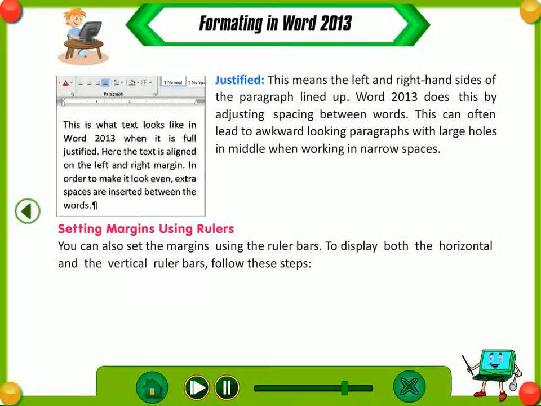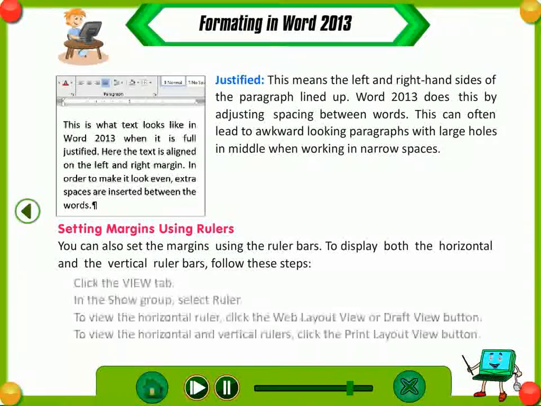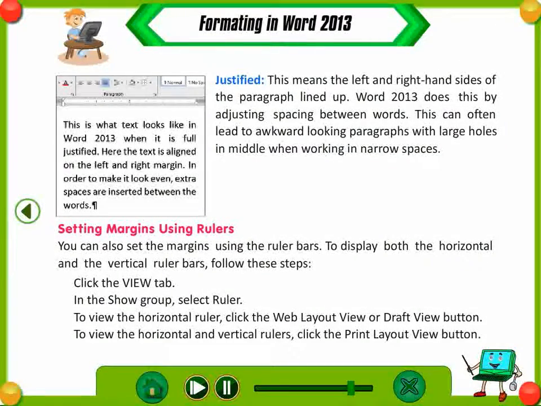Setting margins using rulers. You can also set the margins using the ruler bars. To display both the horizontal and the vertical ruler bars, follow these steps. Click the View tab. In the Show group, select Ruler. To view the horizontal ruler, click the Web Layout View or Draft View button. To view the horizontal and vertical rulers, click the Print Layout View button.